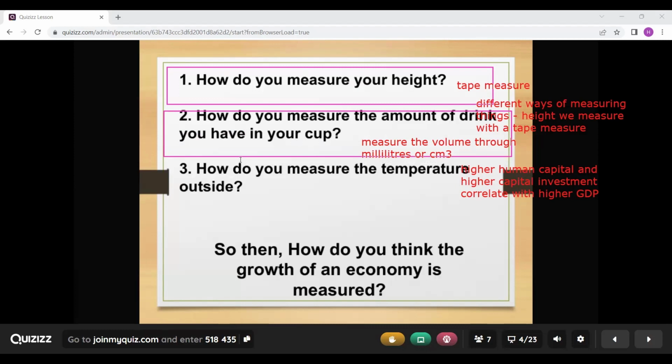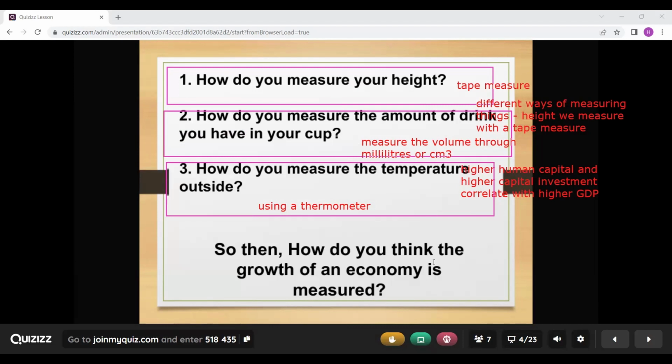And then how do you measure the temperature outside? Zachary, do you want to try that one? Using a thermometer. Yes, using a thermometer. So as you see, there are different ways to measure all these things, right? So then how do you think the growth of an economy is measured?